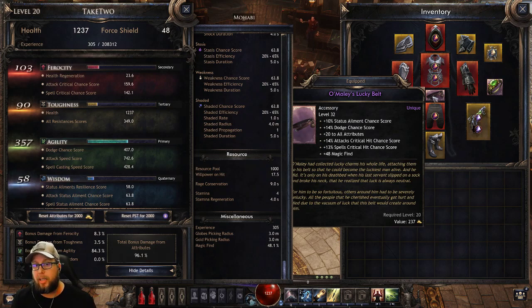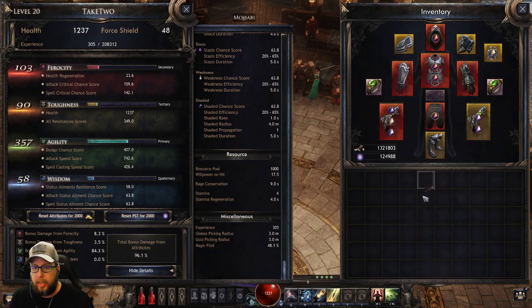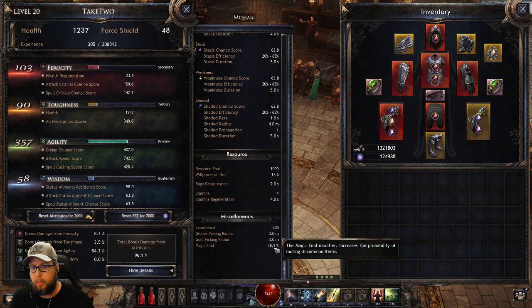Well, what does that mean? Well, as far as I can tell, if you go to your miscellaneous, it says the Magic Find modifier increases the probability of looting uncommon items. And here, if I take the belt off, you'll see it goes to 0.0%. If you put it back on, it does go to 48.1%.